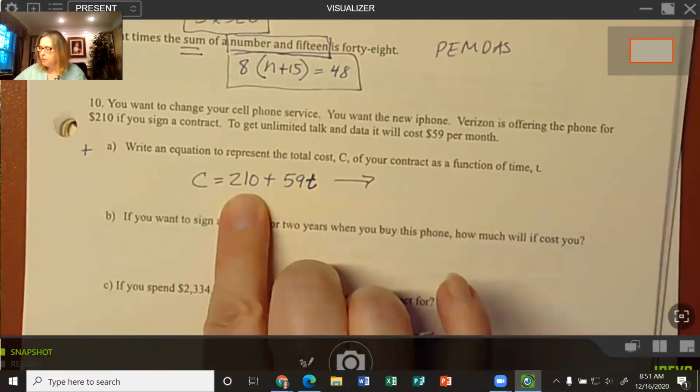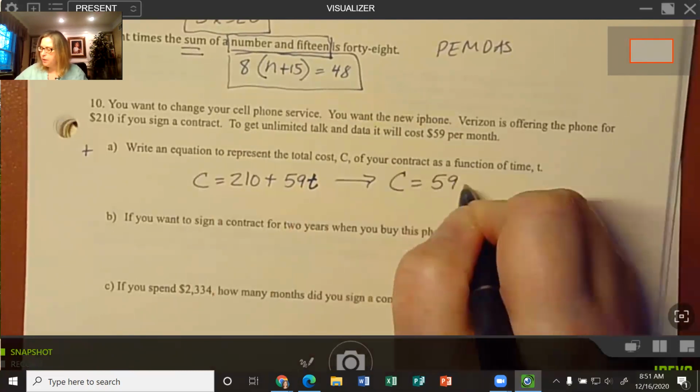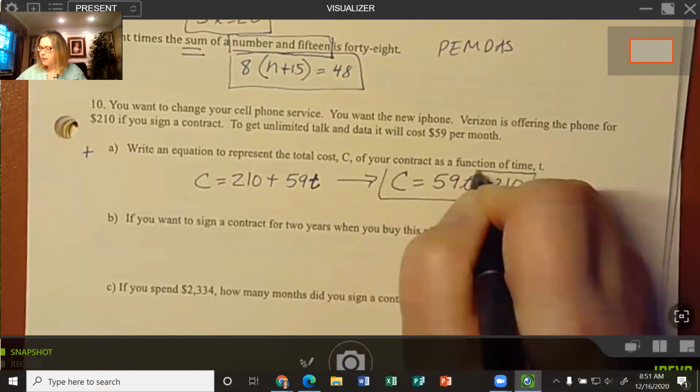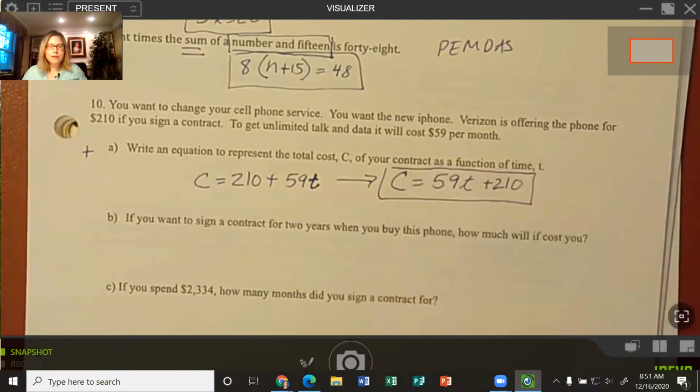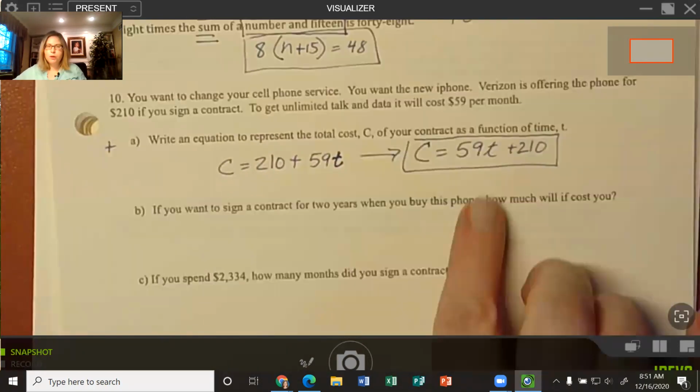Okay, so cost would be equal to $59 per month plus $210 for the phone. And that's a one-time fee or the starting amount. If you want to sign a contract for 2 years when you buy this phone, how much will it cost you? Okay, so 2 years would be 24 months.